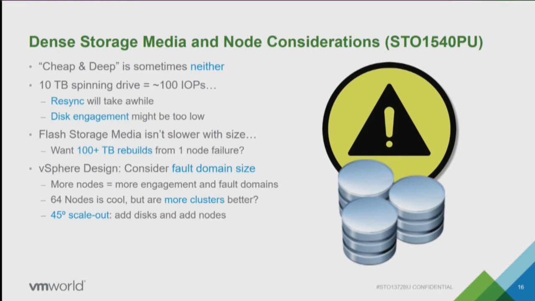Flash storage media doesn't get slower with size, but there is this problem common between flash and hybrid. There's a disk engagement question. I don't care how cool your storage system is, disks are your raw horsepower. If you have an insufficient count or quantity, then you may run into issues where you're not getting enough disk engagement to deliver the performance level you need. Forget how fast each individual disk is. There's a little power in aggregate going on, including in vSAN.